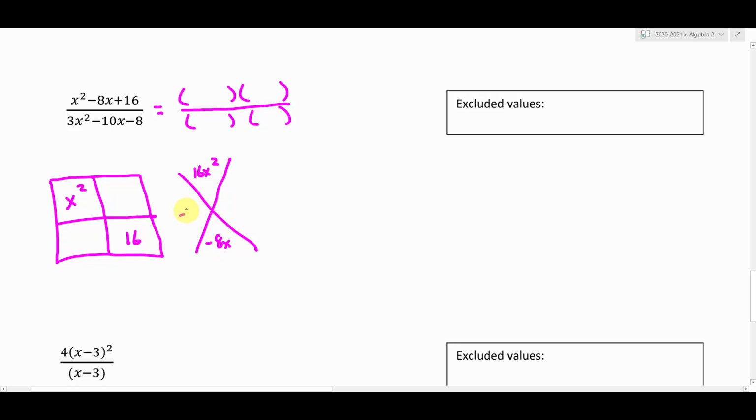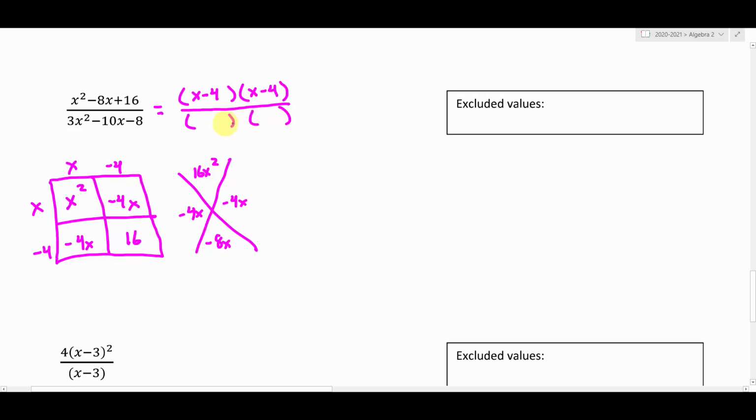Okay, so I'm going to go with -4x and -4x. So -4 times -4 is +16, and -4 plus -4 is -8. And then I'm going to work on my outside dimensions. So we'll have x, x, -4, -4. Okay, so we get x minus 4 and x minus 4 in the top.